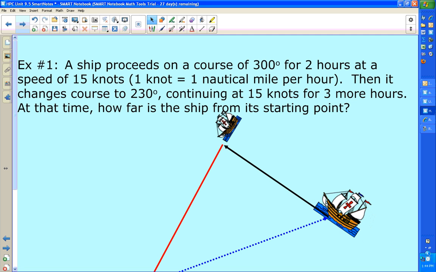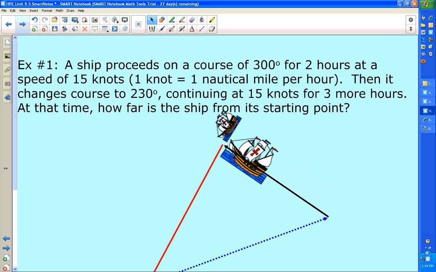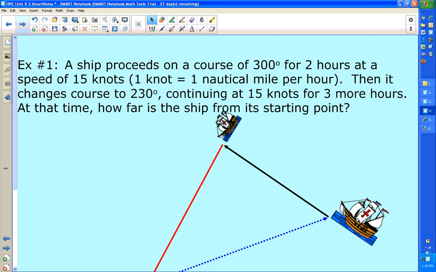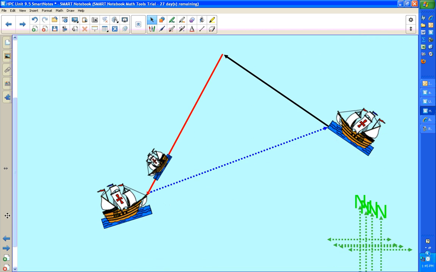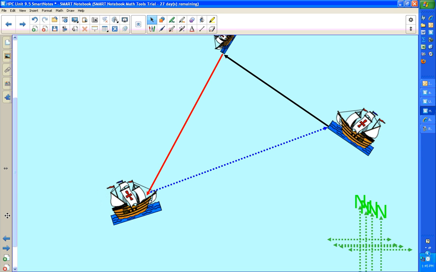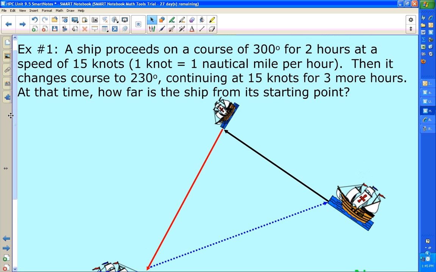The ship is going to continue here 2 hours. When it gets to this point, it's going to change directions and go this direction until it gets to here. And then it's going to turn and head home. So the question for you, I think there's going to be 2 questions. How far away is the ship from the starting point? So the blue dotted line is what we're looking for.